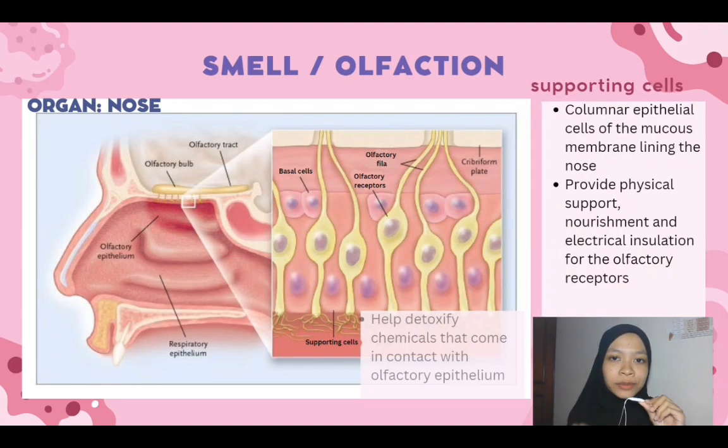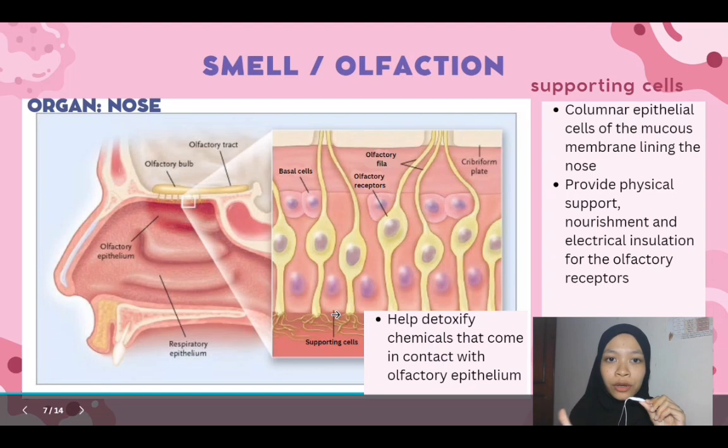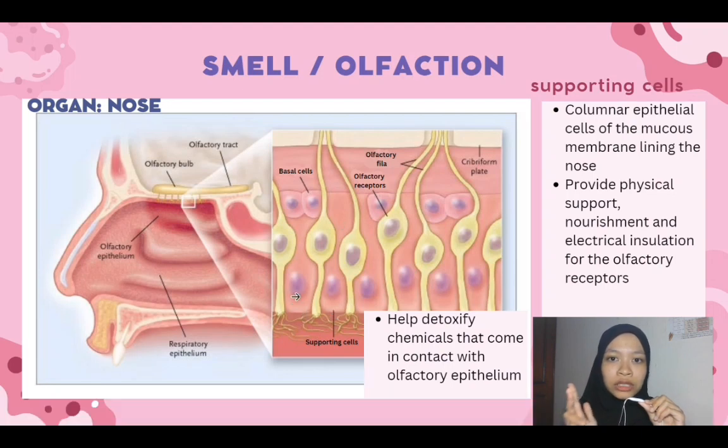Next, the supporting cells are the columnar epithelial cells of the mucous membrane lining the nose. They provide physical support, nourishment, and electrical insulation for the olfactory receptor. They also help detoxify chemicals that come in contact with the olfactory epithelium.